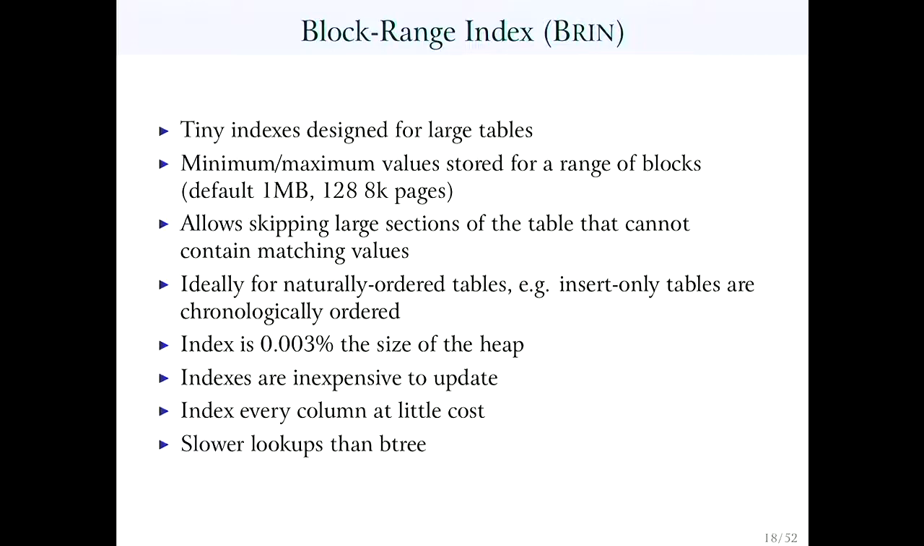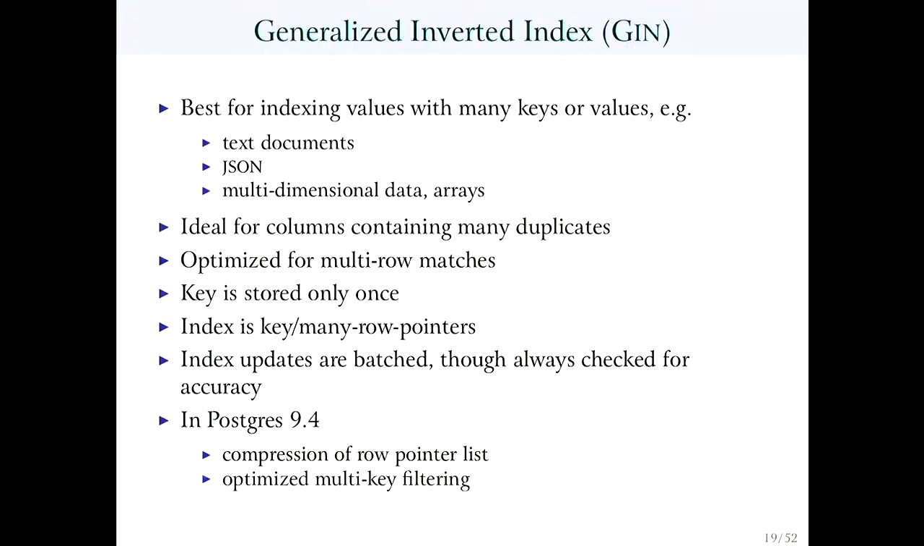It's really great for naturally ordered tables, things like insert-only tables, chronologically ordered. If you've loaded the data in a sequential order, that's really good. Indexes are very inexpensive to update. Very small cost. They are slower than B-tree, but again, if you try to B-tree index every column in your table, your indexes are going to be far larger than your table itself. And a lot of times you don't know what you need to index. This is a great sort of fallback for that case. Okay?